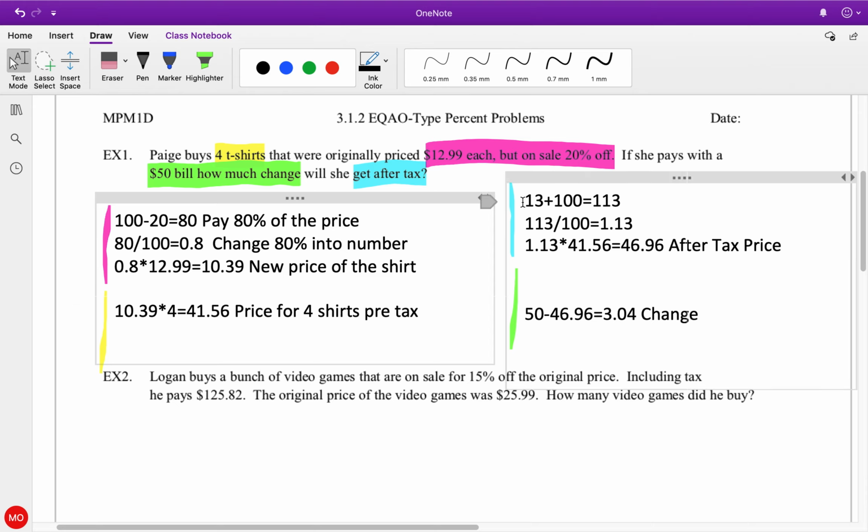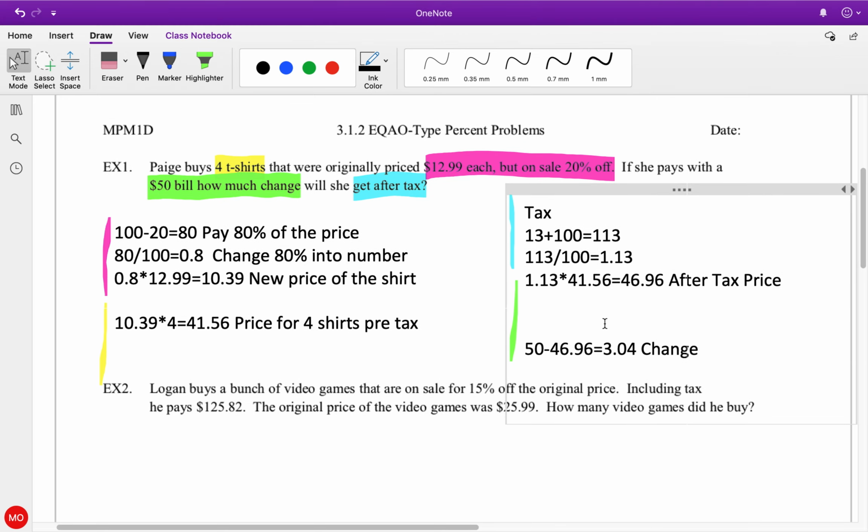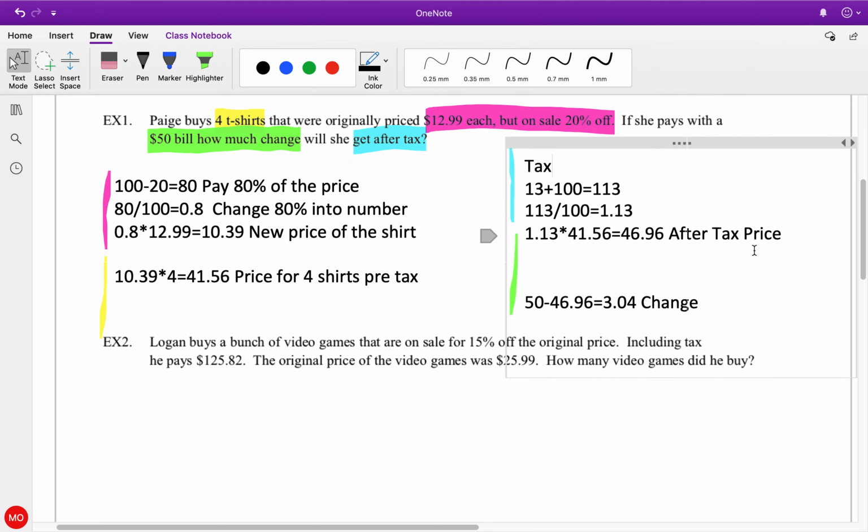And then we go over here, we have to add tax. Okay? This is the tax section. It's 13% in Ontario, so 13 plus 100 is 113. Change it into a number. And then we figure out our price after tax, and we find the change. So you see all those things we've kind of all done, except for this, but you can plus minus, so you're fine.